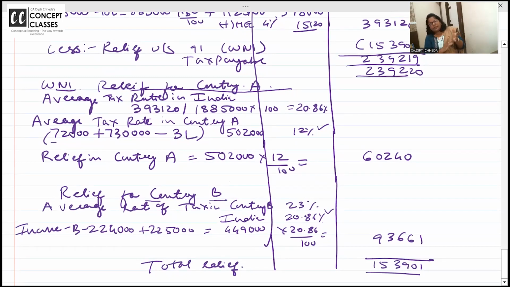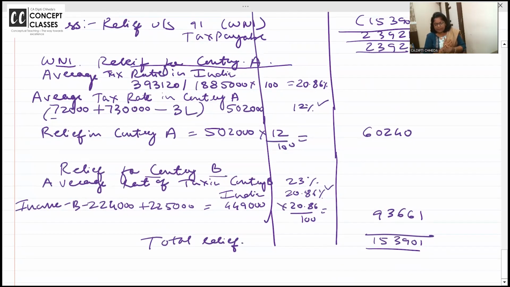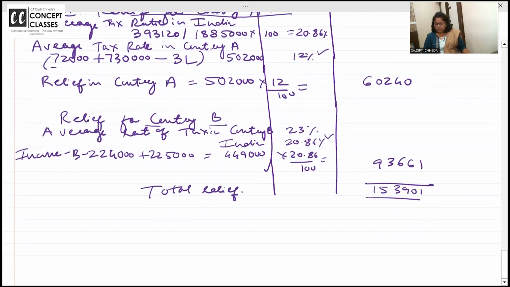समझ में आ रहा है? जो फॉरेन कंट्री की नेट इनकम है ना, उसमें ये रिलीफ मिलेगा. ठीक है. फिर रिलीफ इन कंट्री बी. ओके, सो टोटल रिलीफ.